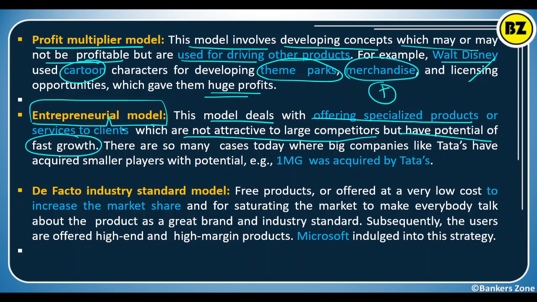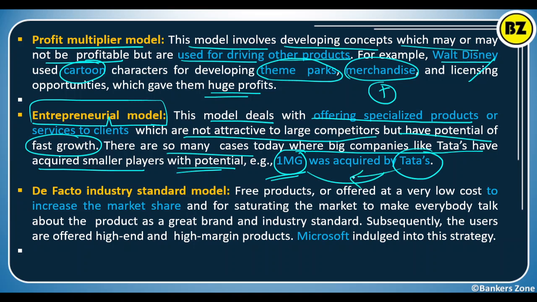Entrepreneurial means they are not in the phase where suddenly they can grow, but they have the capacity to grow fast, right? There are many cases today where big companies like Tata have acquired smaller players which have potential. For example, 1mg is a company which supplies medicine online. It was acquired by Tata, because Tata found the potential in 1mg, that it will be one of the important players in the future. Fast growth can be observed in the future. These are the entrepreneurial model.